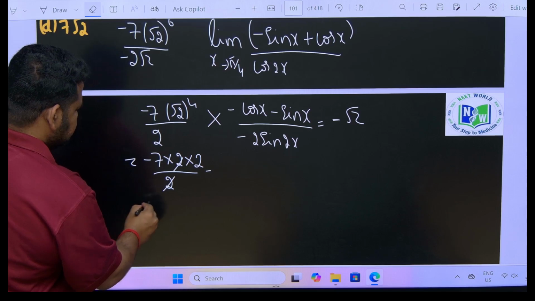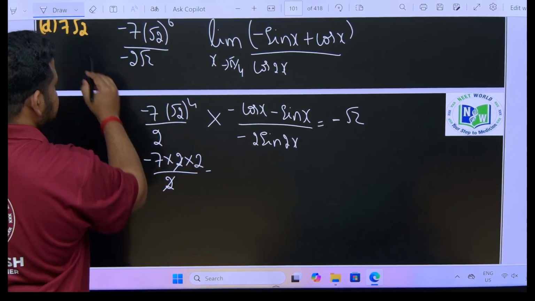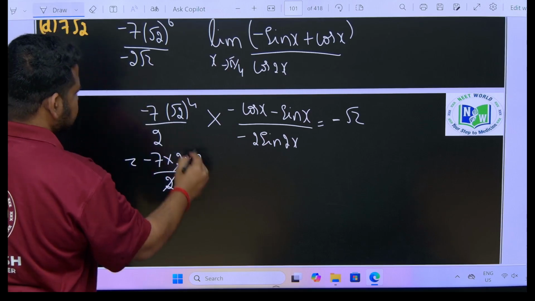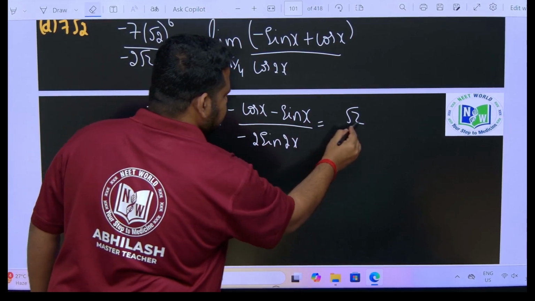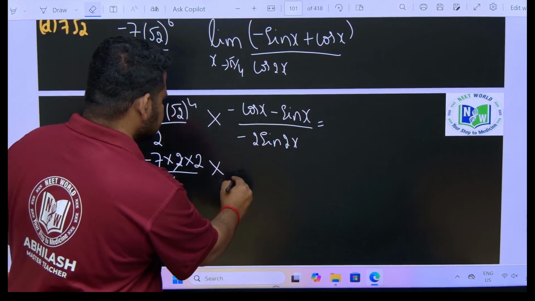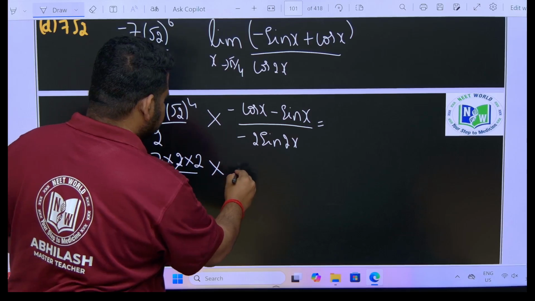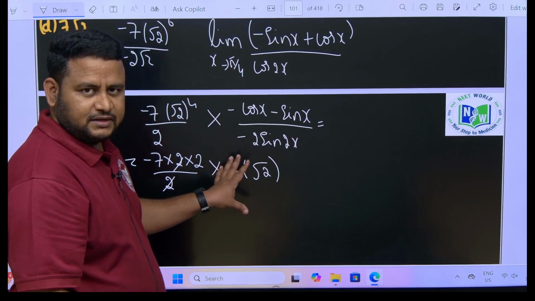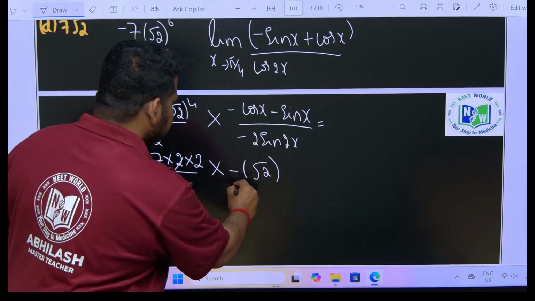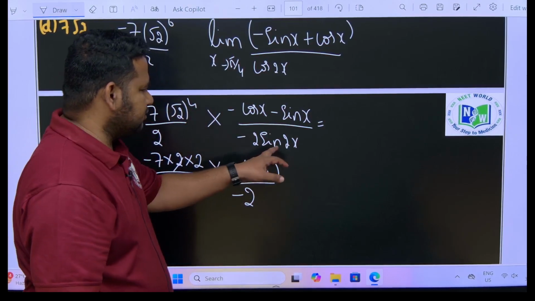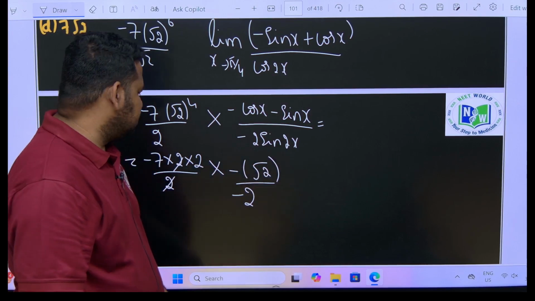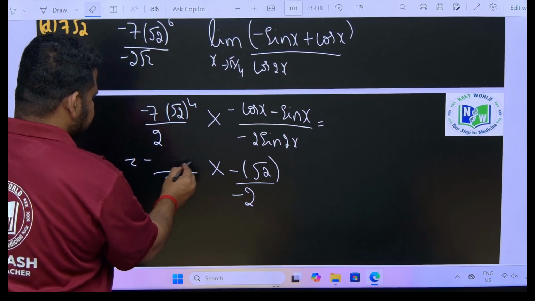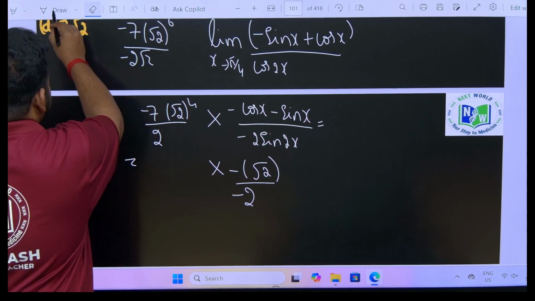Let us continue with this step also. So this will be minus root 2. And this will be minus 2, because sin 2x, if you put pi by 4, will be pi by 2. This will be minus root 2. Now let us take it from the beginning. No need to worry about this. Let us see the calculation.